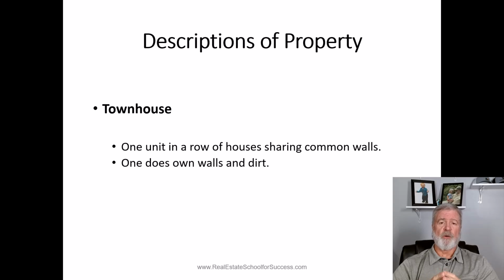But with the townhome, it's usually like a row, one row of homes, but all attached. They're all attached to each other. So you could have 4, 5, 6 homes all attached in one row. Basically one building there. But with a townhome, you actually own dirt. You actually own the land that your townhome is sitting on. You actually own the walls and so forth.